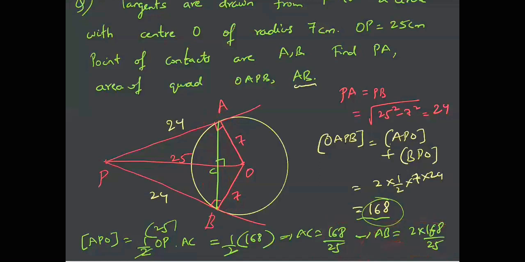Also, you can use that the area of entire quadrilateral is half product of diagonals. So half into OP into AB is 168. So again, you will get AB as twice of 168 over 25. So just copy it down, then we'll move forward.